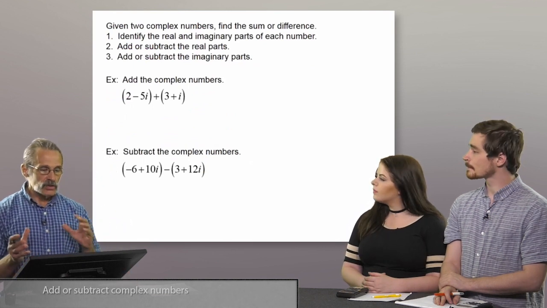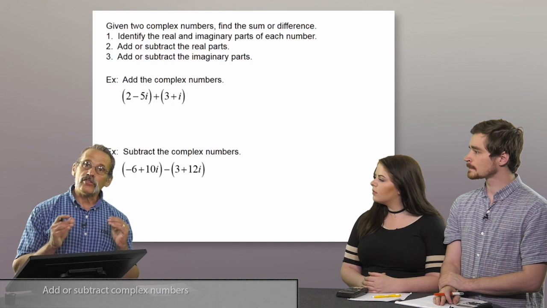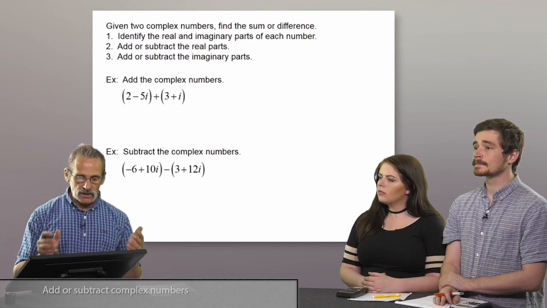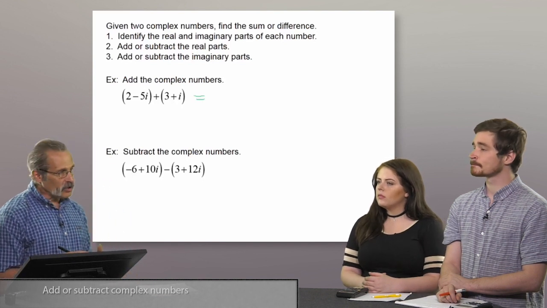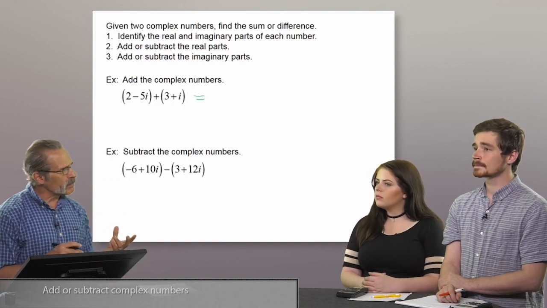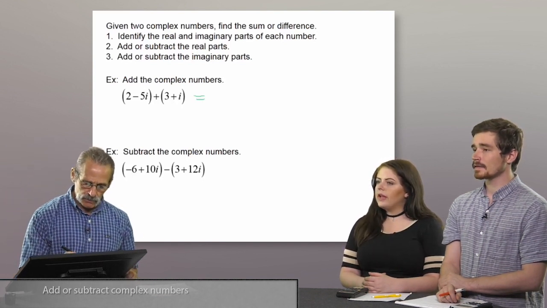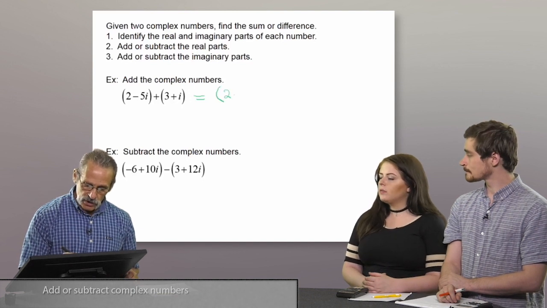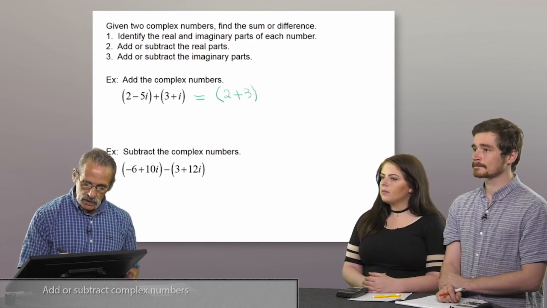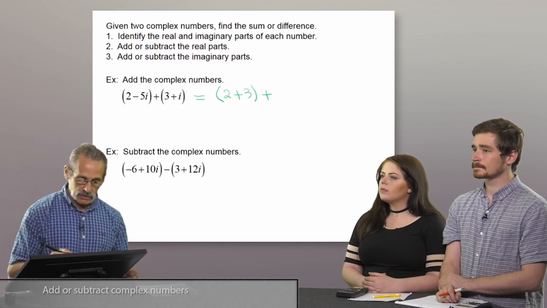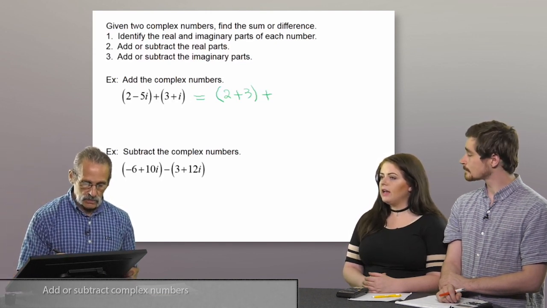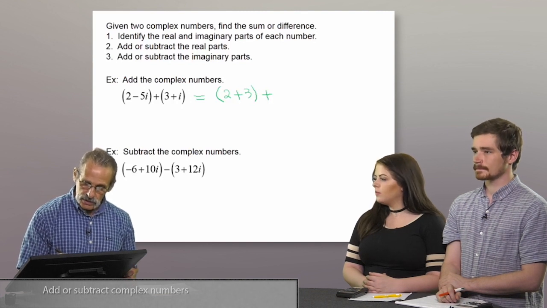So let's go ahead and add these two complex numbers, 2 minus 5i plus 3 plus i. First thing I'm going to do is add the real components. What do I mean by that? What am I going to add? You're going to add 2 plus 3. Very good. And then I'll go ahead and add the imaginary components, which are what? Negative 5i and i, 1i. Very good.